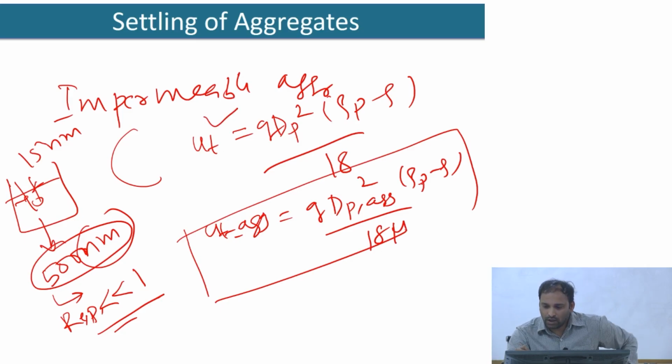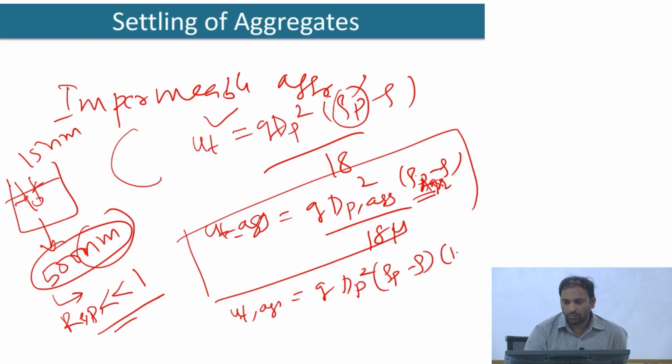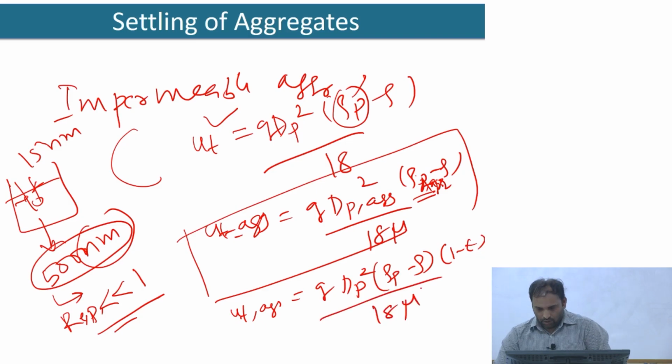Of course, this is not rho p, this is rho aggregate. It's not rho p anymore. Here, in this case, this is going to be rho of the aggregate. And because I know that rho of the aggregate can be expressed in terms of the density of the fluid and the particle, you can write this as u_t aggregate is equal to g d_p square into rho p minus rho, into 1 minus epsilon, divided by 18 mu. That's where we had stopped yesterday. Now I want to simplify this further. Again, this is aggregate, this is a d_f aggregate.